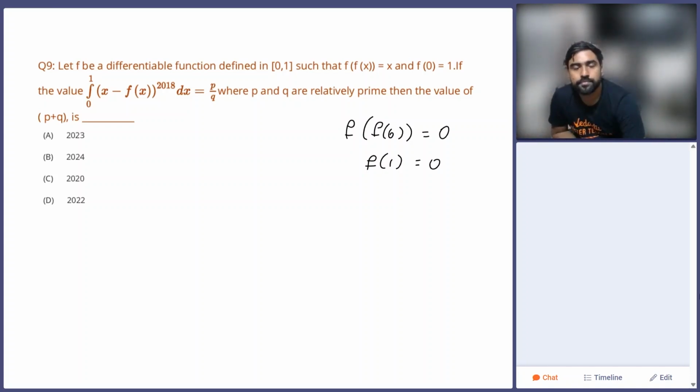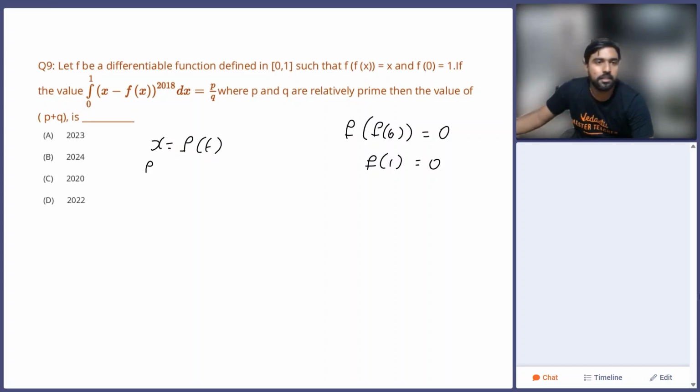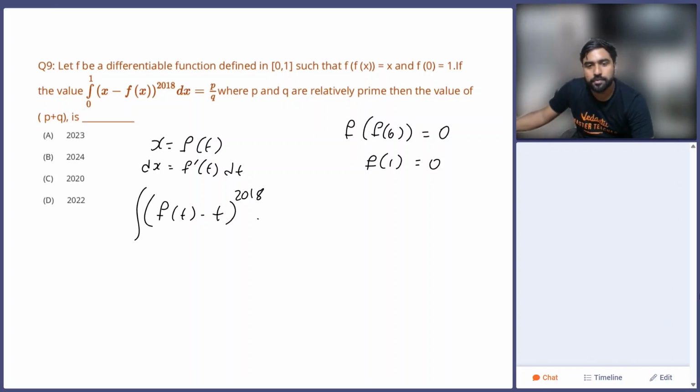Okay. Now f of x is equal to x, somehow we need to use this concept over here, right? So let's go for a substitution of x equal to f of t. That would mean that dx will be replaced with f dash of t dt. So I'll get the integral of f of t minus what is f of t? That will become t, whole power 2018, into f dash of t dt.